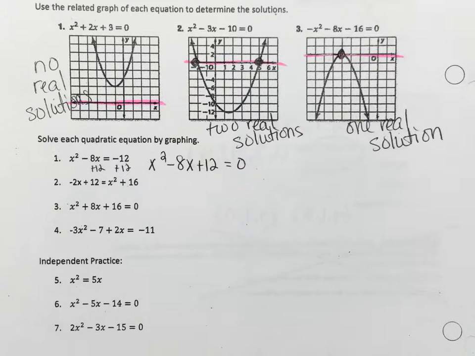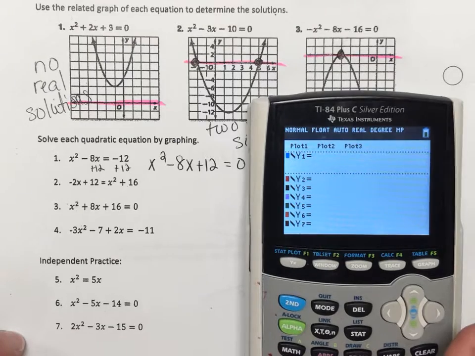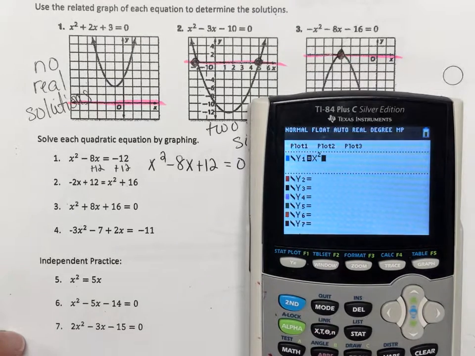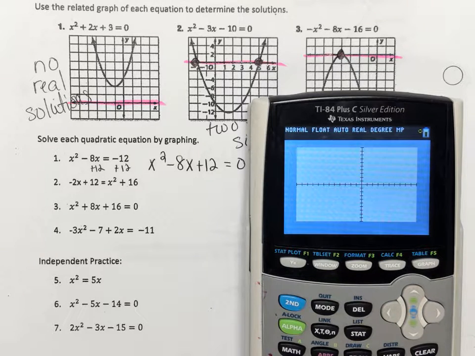Alright, and then you grab your handy dandy calculator. You have to make it equal to 0. Otherwise, your calculator won't know how to do it right. X squared minus 8x plus 12. And then you hit graph. Y equals. X squared.